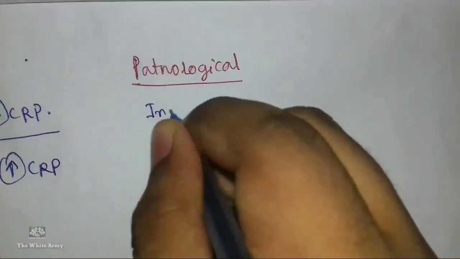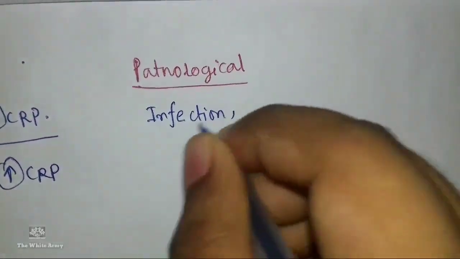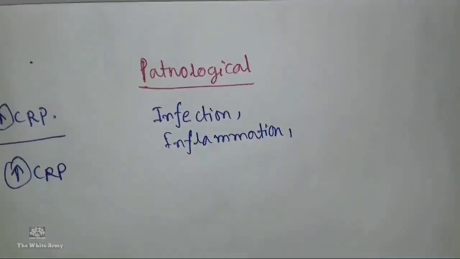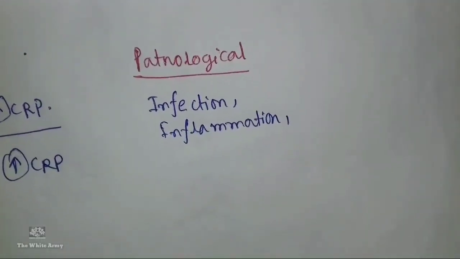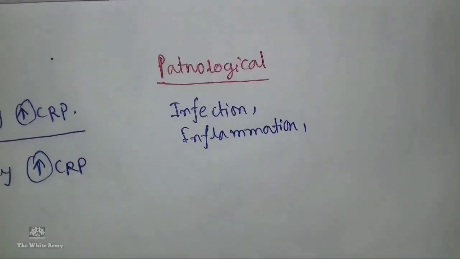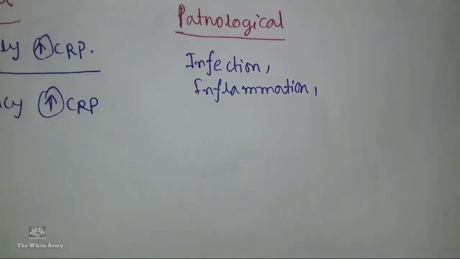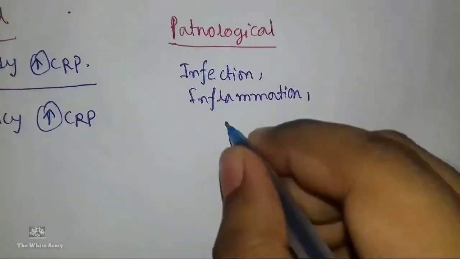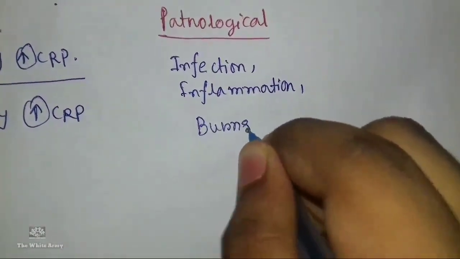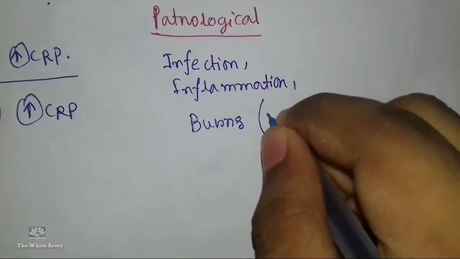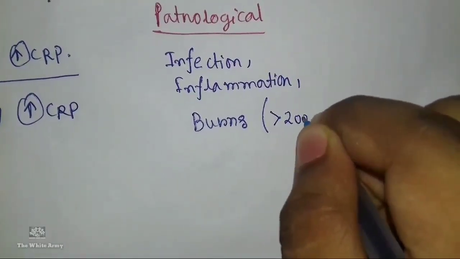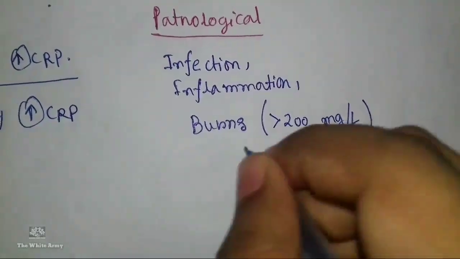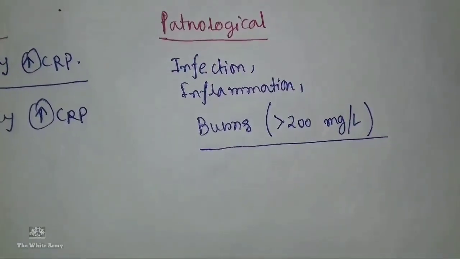Let us see what the pathological causes are here. The main pathological cause, as we all know, is infection or inflammation. Infection may be due to any viral, fungal or bacterial agent. And there is another condition: in case of burns, the level of CRP may increase above 200 milligrams per liter also. This is another pathological condition.